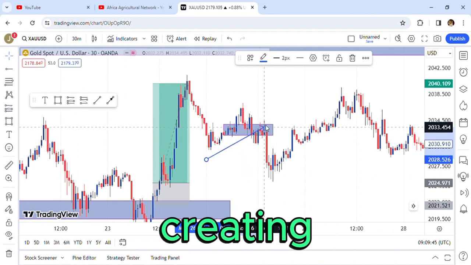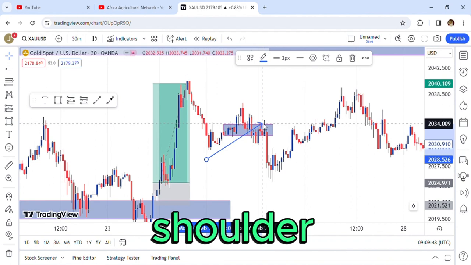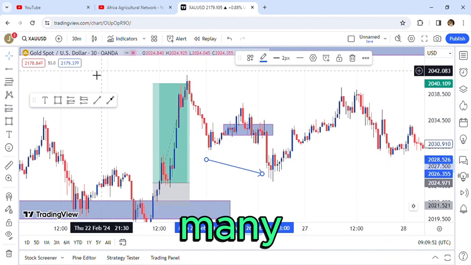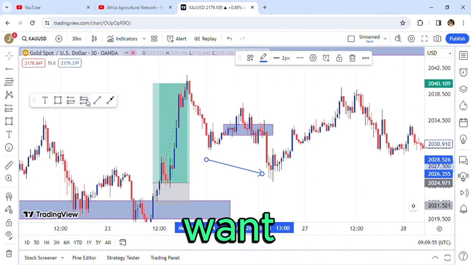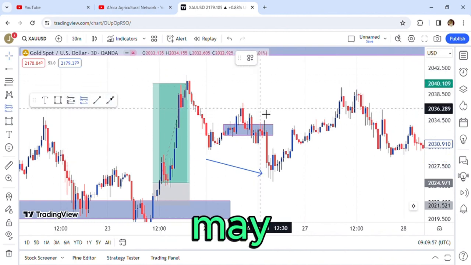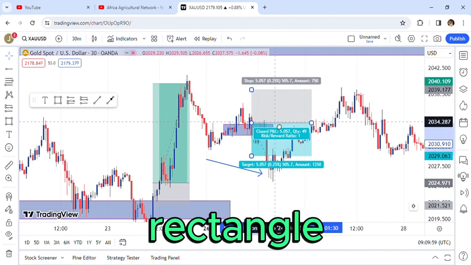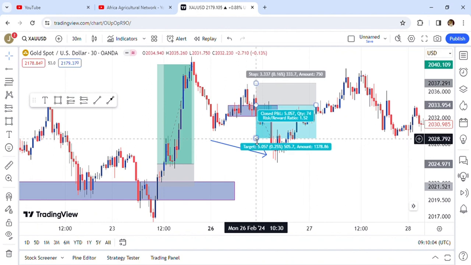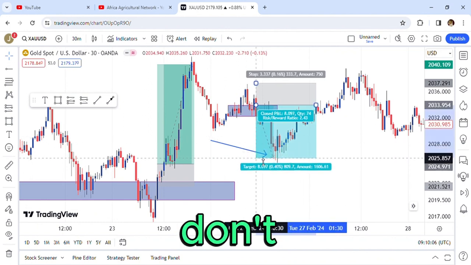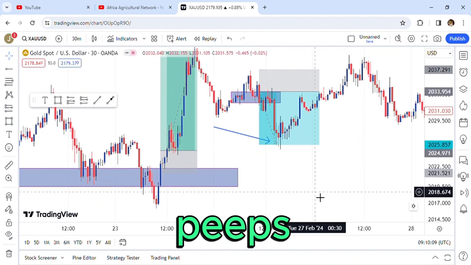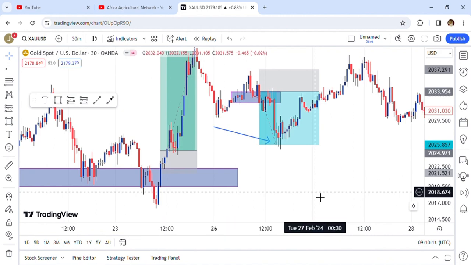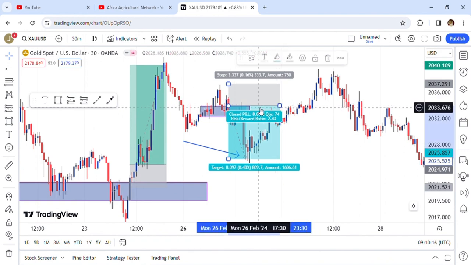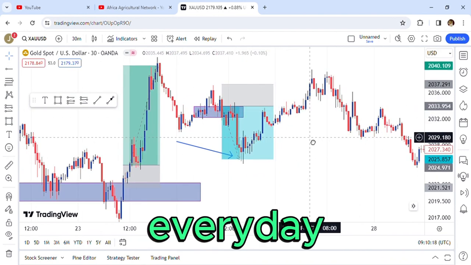Price can break through, creating a right shoulder, and expansion all the way down. Let's see how many pips one could have picked from here. You place your stop loss above that rectangle area, close with 30 pips, and you would have walked out with 80 pips. 80 pips. Understand? So it works, it works every day like magic.